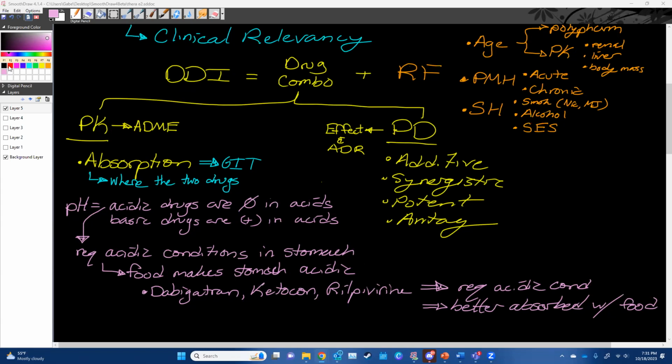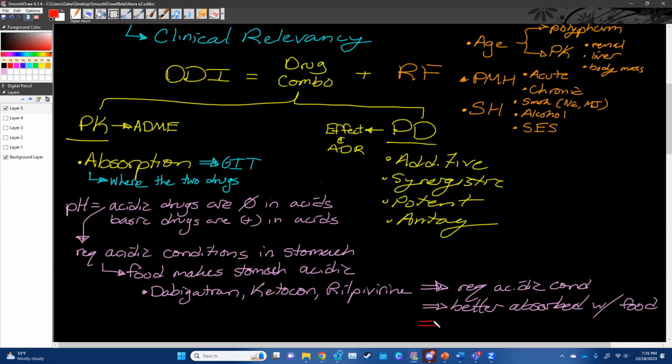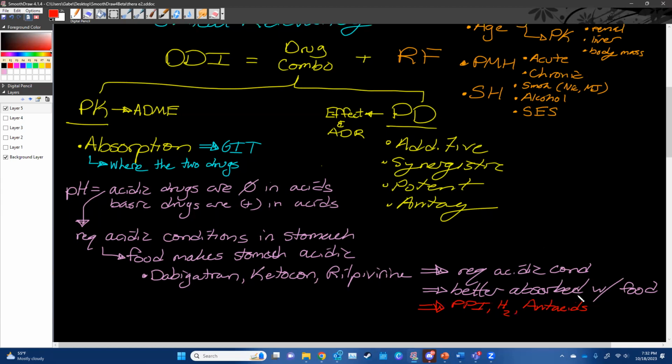What would this also mean in terms of what kind of drugs we want to avoid? What would be a bad combination for these drugs? PPIs, H2 antagonists, antacids like Tums, Maalox, stuff like that. All these guys are going to make the stomach more basic, which is going to make these drugs harder to absorb.